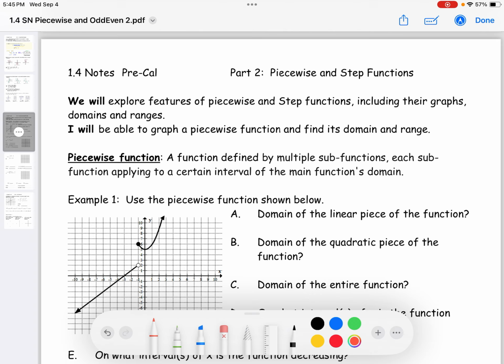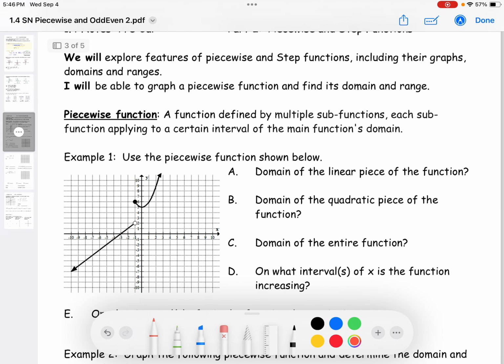1.4 lesson, part 2. This is going to be piecewise functions. So we'll look at the features of those piecewise functions and graph them and look at their domain and ranges. A piecewise function is just a function that's defined by multiple sub-functions, and each of those functions has a certain interval of the main function's domain. So it's a function that's in pieces, and each piece has its own specific domain.